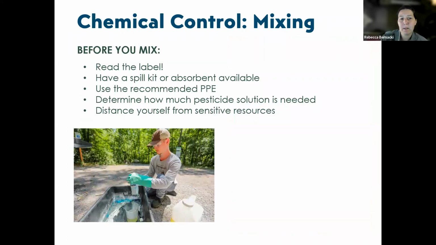When we mix these products, again, we want to read the label and mix according to the label. We want to have a spill kit or absorbent available and wear the proper PPE. You can see the gentleman in this picture has his eye protection on, long sleeves, long pants, gloves and boots on. We're going to determine how much pesticide solution is needed. Again, we don't want to mix extra, and we want to distance ourselves from sensitive resources. As you can see in this picture, he's actually mixing over a concrete mixing bin so that if he has any spills, it's contained and easy to clean up.